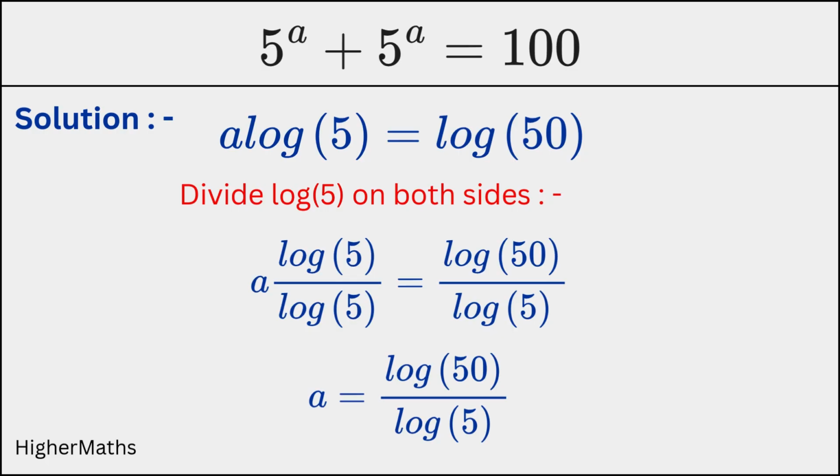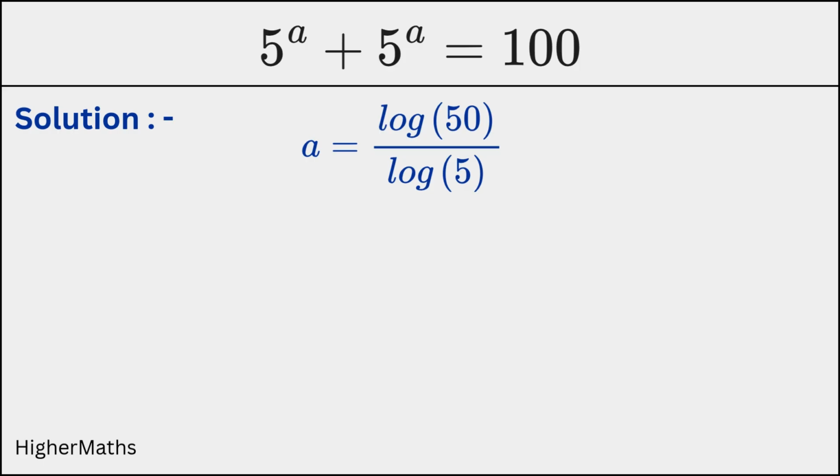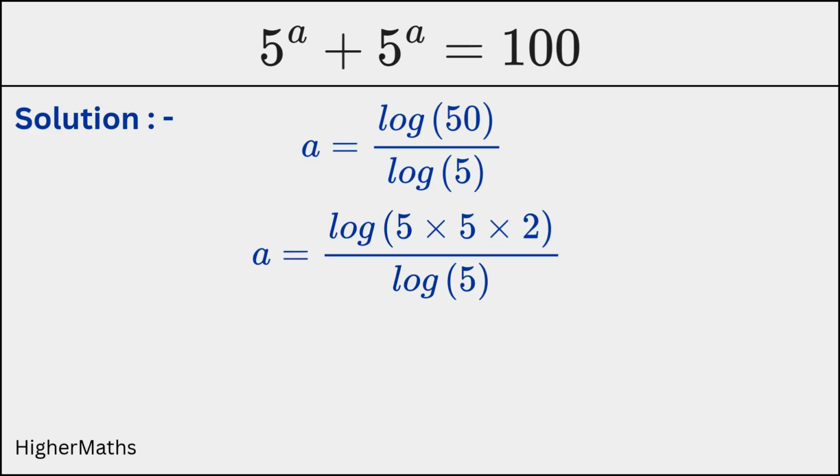Then, in the next step, from this log of 50, we factor 50 into prime numbers. 50 is equal to 5 times 2, 5 times 5 is 25, then times 2 gives 50. So it will be a is equal to log of 5 times 5 times 2 divided by log of 5.